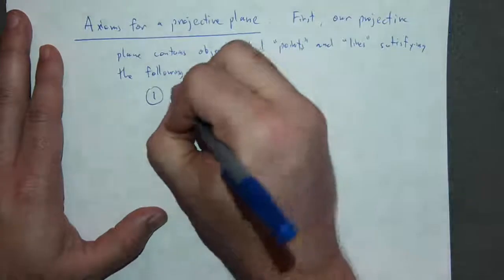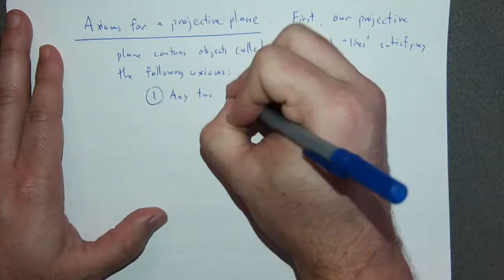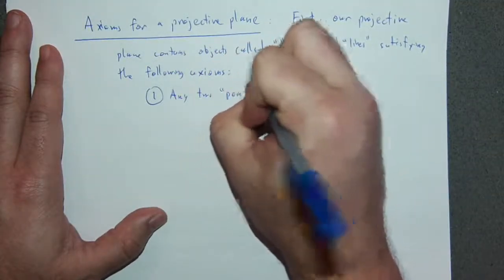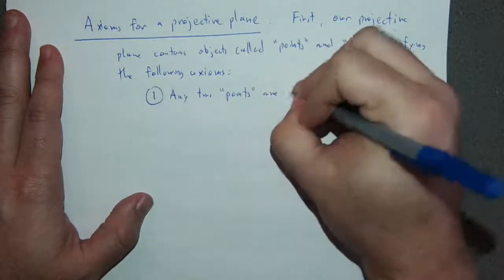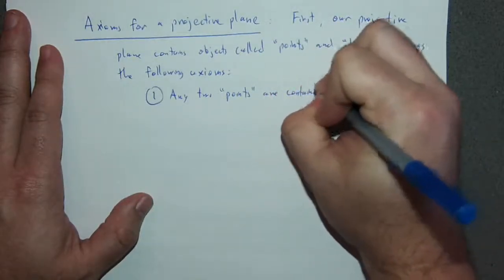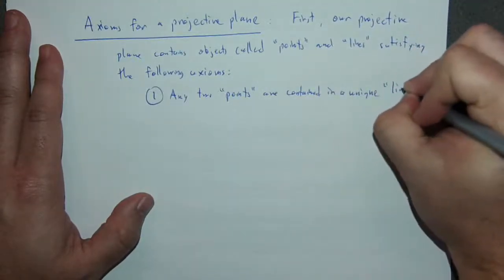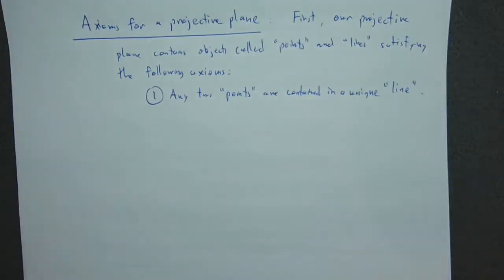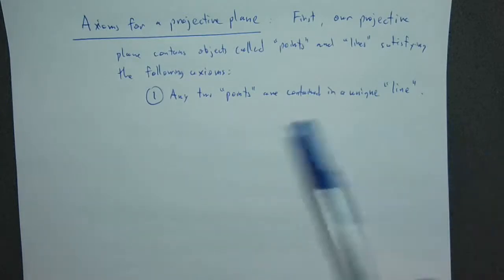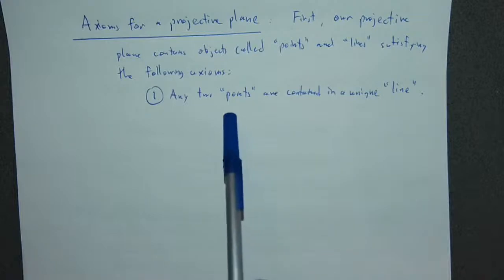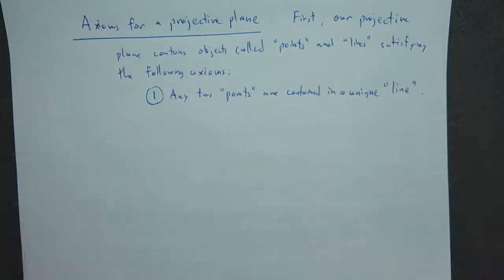So, one, any two points are contained in a unique line. So that is me translating Euclid's first axiom, right? So Euclid's first postulate for the construction of lines, 2 points determine a line. That is this, it's just that I've replaced points and line with "points" and "line."